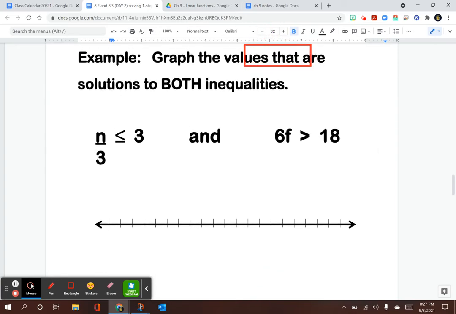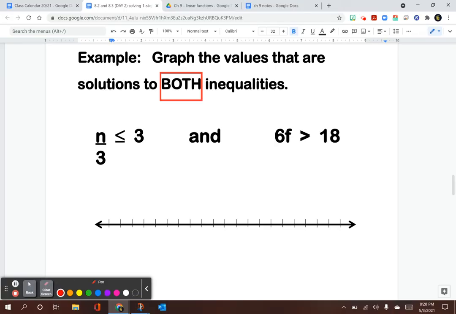My next skill involves something where we're looking for values that are actual solutions to both of these. So my first inequality is going to have a set of numbers that work for it. My other inequality will have a different set of numbers that will work for it. And I'm only looking for solutions that both have in common. So I'm going to solve them both separately.